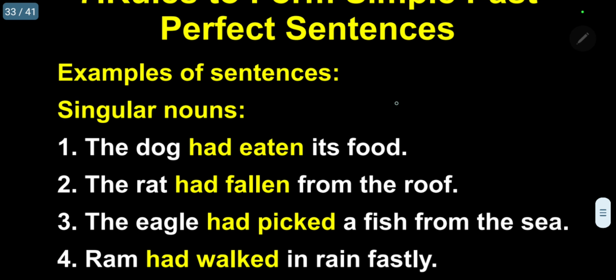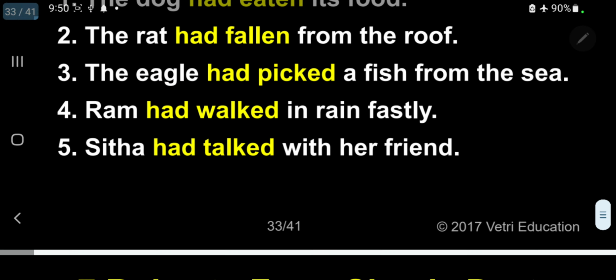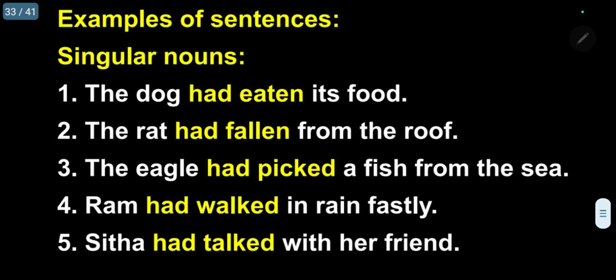Now I am going for specific examples of sentences: singular noun, plural noun, personal pronoun, first person, second person, third person, with suitable examples for simple past perfect sentences. Now, first, singular noun. Example number one, please follow. The dog had eaten its food.